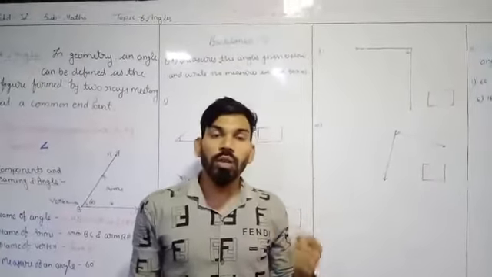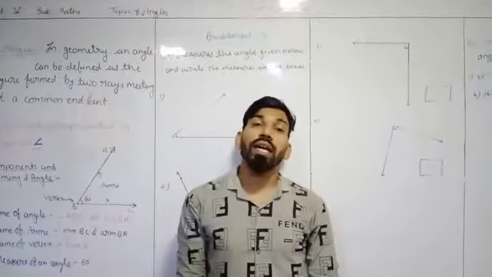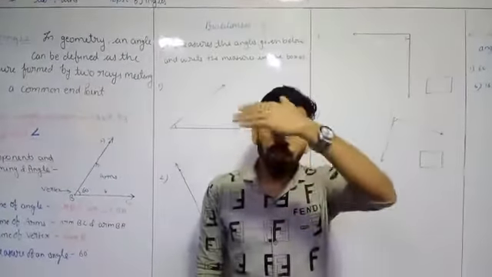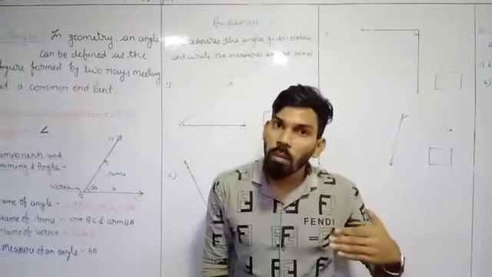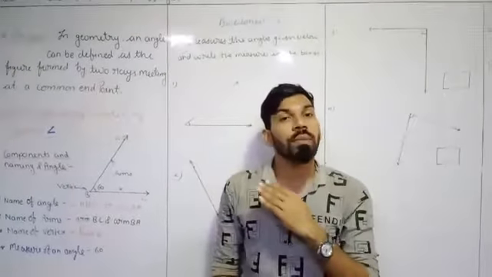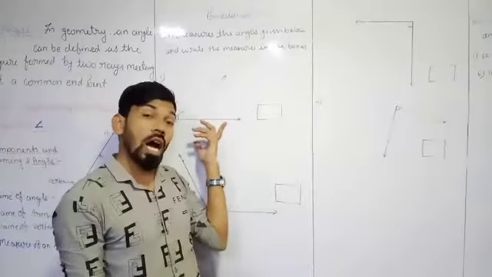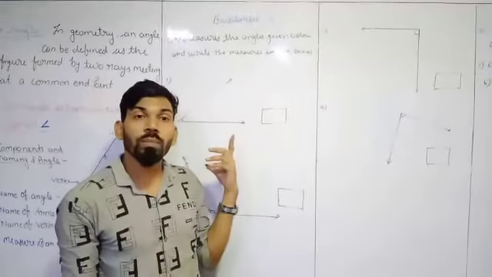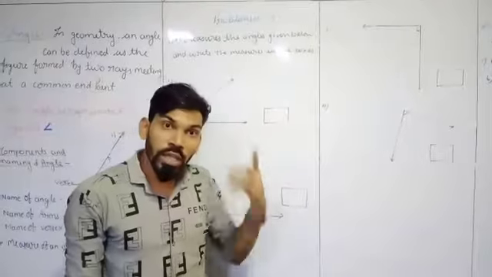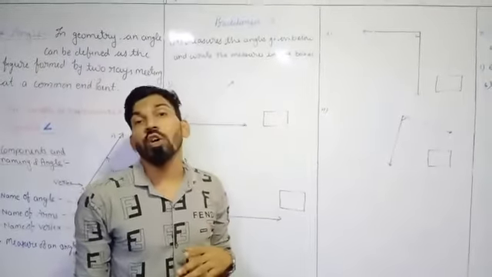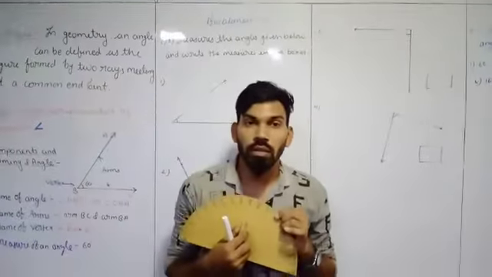I told you and you learned, we are going to write the measure of an angle in the form of degrees. The distance between the two arms we measure in the form of degrees, and we write that as the measurement of that angle. Like here we have a diagram of an angle. How can we come to know the measure of this angle? For measuring an angle, we use a protractor.